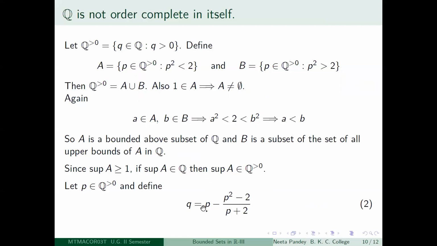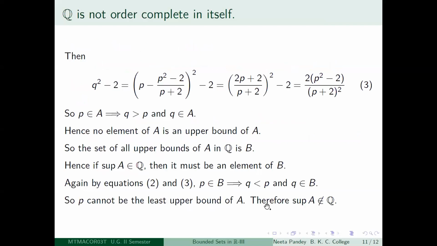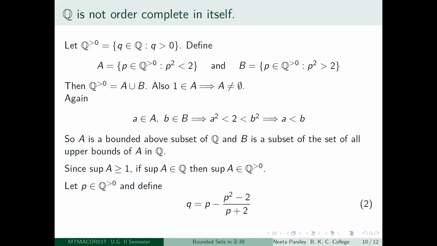I'm sorry, it will be negative. So minus of P squared minus 2 will be positive. That is what I'm trying to say. Therefore, if P belongs to A, then Q is greater than P. Is it okay? Because if P belongs to A, then P squared minus 2 is less than 0.